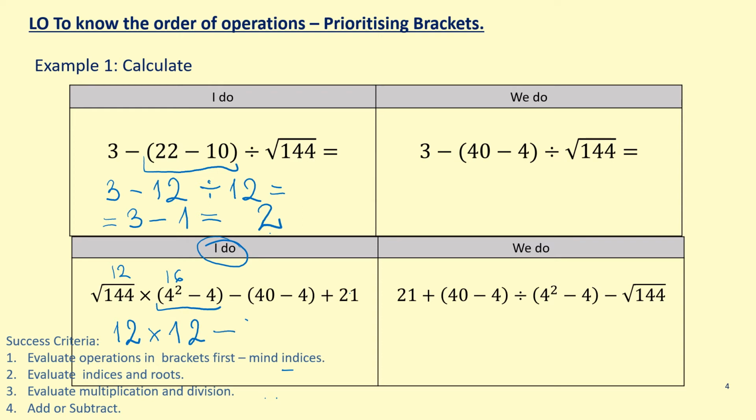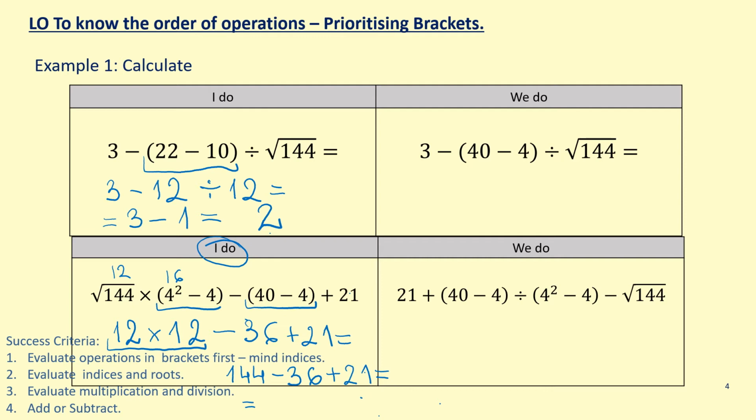Then I've got take away. Now I need to evaluate this bracket. 40 take away 4 is 36, plus 21. In here I've got some addition, some subtraction, and multiplication. So now I need to do the multiplication. This is equal to 144 take away 36 and plus 21. And this equals 2. So now I've got only take away and add.